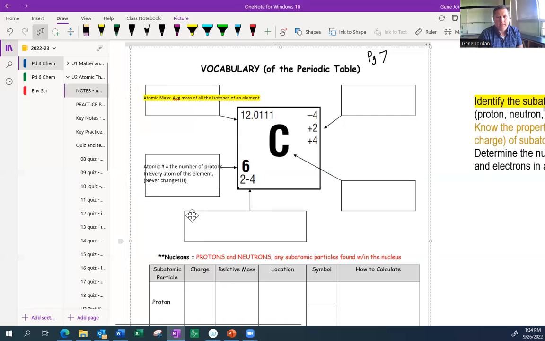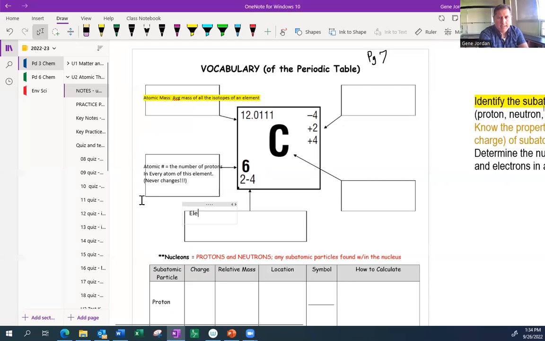Then down here, we'll learn more about these, but I want you to understand where to find them. This is the electron configuration. We talked about the Bohr model yesterday, and you notice that there were orbitals around there. So these are concentric circles around the center of an atom, and this tells you the number of electrons in each of those orbitals. So it's the number of electrons in each energy level.